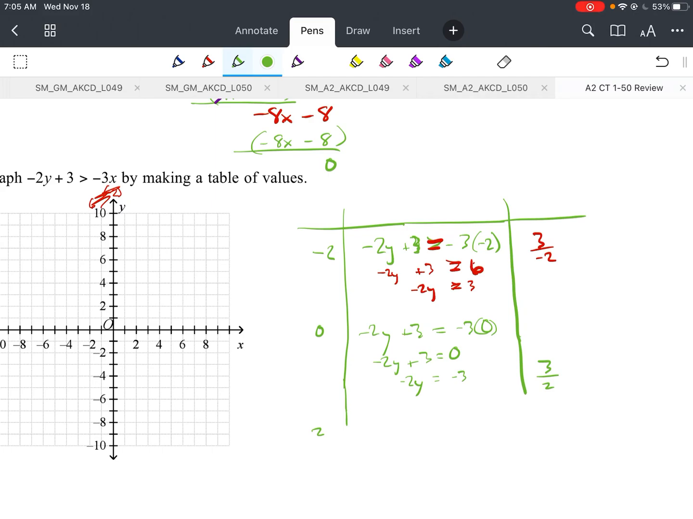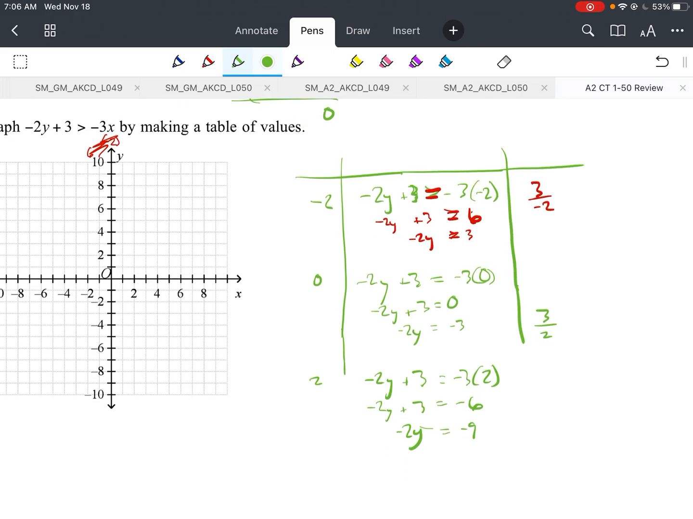And let's go with 2. Negative 2y plus 3 equals 3 times 2. This is 6. And negative 6, and we'll subtract 3. This is negative 9 equals negative 2y. Divide by negative 2, and y equals 9 over 2, which is 4.5.